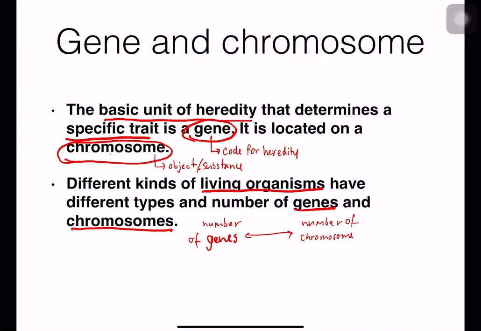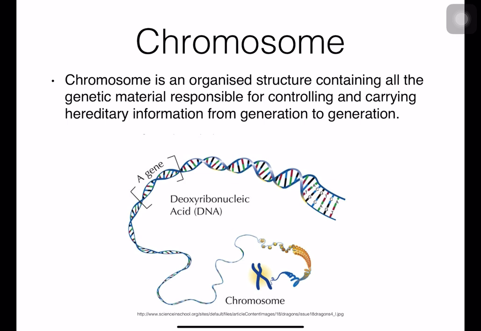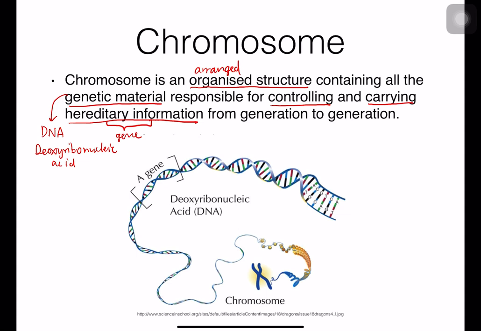The first one here, I will talk to you about the chromosome. The chromosome here is an organized structure. They are arranged, and they can contain genetic material, which we later call DNA, or deoxyribonucleic acid. They are used for controlling and carrying heredity information. The word heredity information means gene, and this gene gets transferred from generation to generation, from mother and father to you.